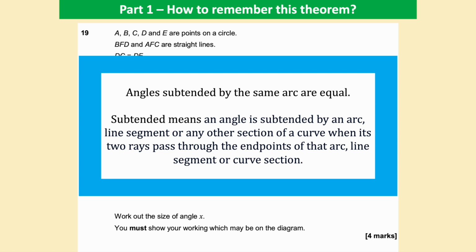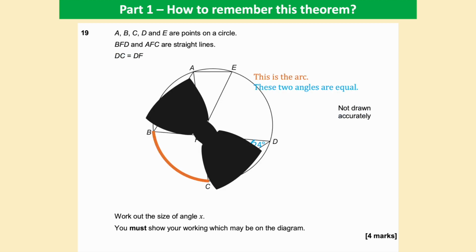are equal. So one way that may help you remember this is that it will resemble a bow tie, like you can see on the screen now. That may help you remember this circle theorem, but basically, angles subtended by the same arc are equal.